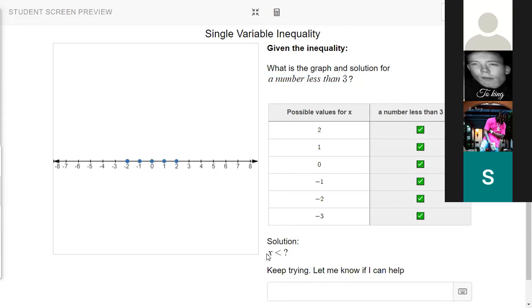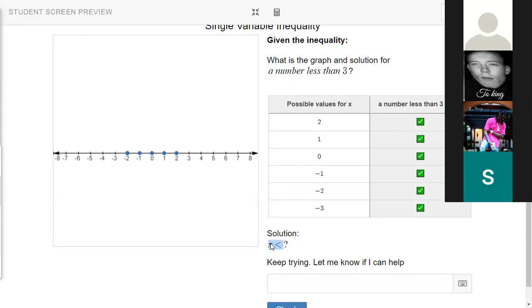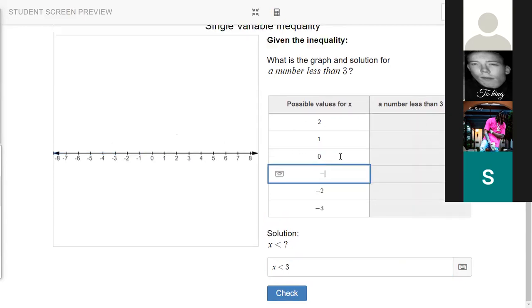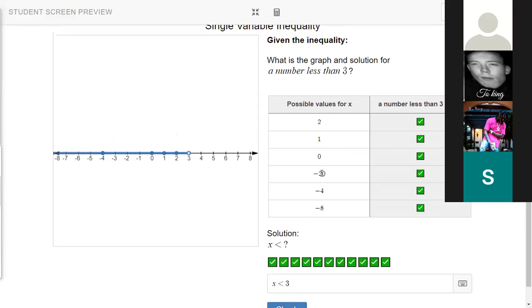But the last part here is, did you actually write the phrase in an inequality? That way you can write x less than 3, and it's going to actually show the graph. So really any number less than 3, you could even put negative 20, negative 4, negative 8. It's not going to graph negative 20 because it's not visible, but it is going to show up here.